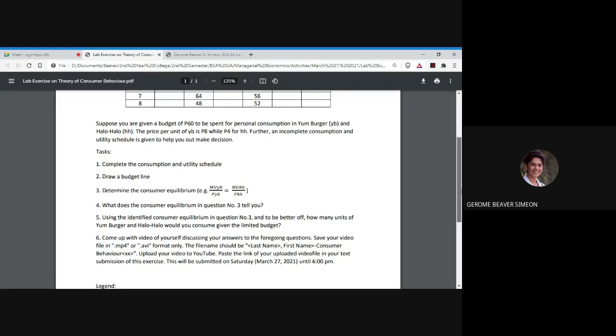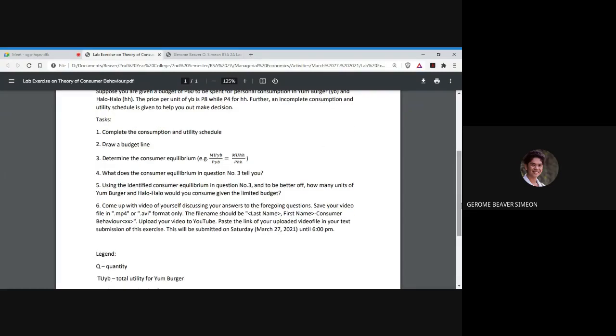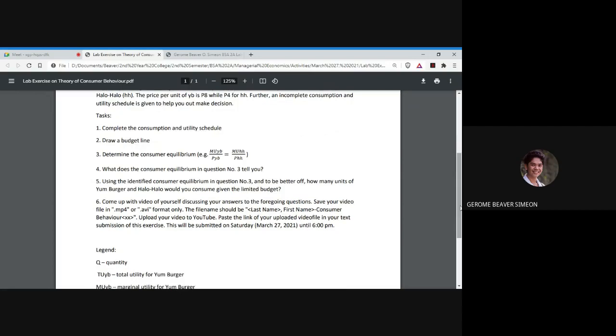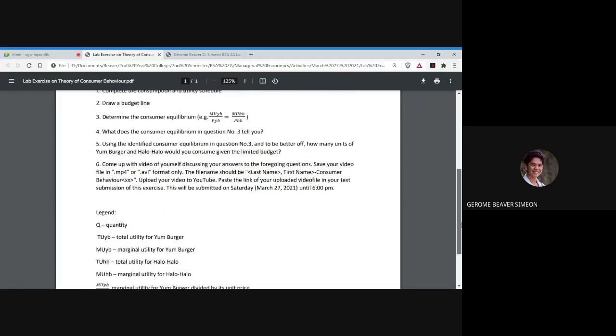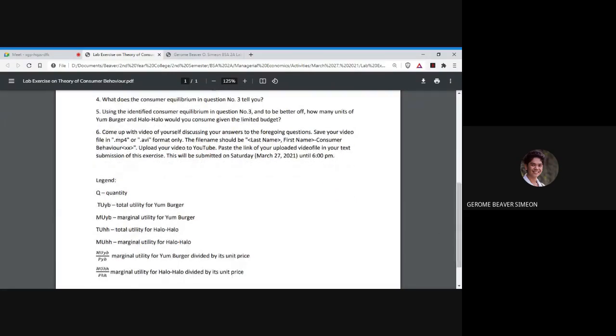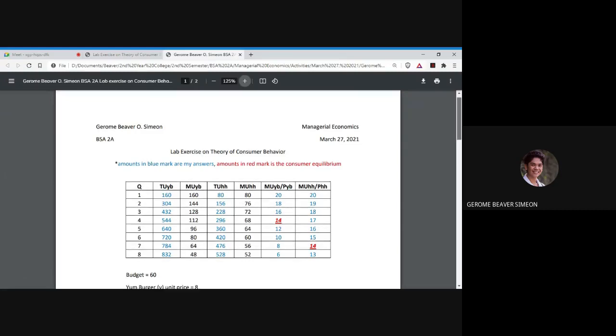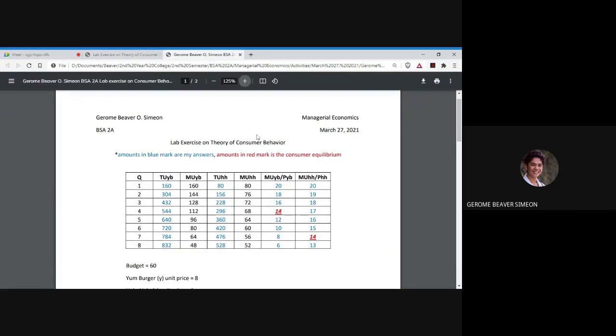So marginal utility, this is something that when we consume more, supposedly the marginal utility drops because kapag masyado tayong maraming kinoconsume, ang assumption is nagsasawa tayo. So kahit saan yon. And here we have the legend. Okay, so now let's go to what I did. Amounts in blue mark are my answers, and amounts in red mark is the equilibrium itself.